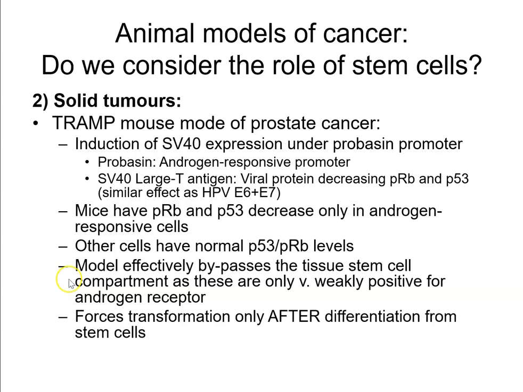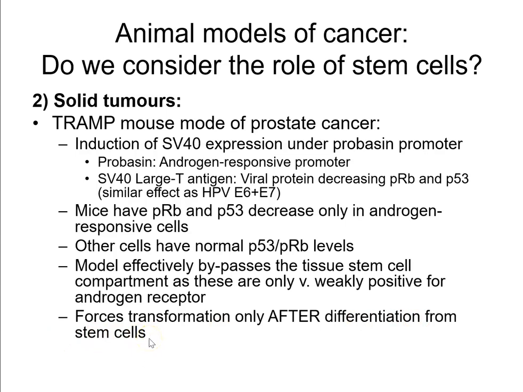Now, the problem with this model is that the prostate tissue stem cells, although they are androgen responsive, are only very, very weakly positive for the androgen receptor. And the concern is here that the prostate stem cells themselves will not decrease pRB and p53, but the differentiated cells that come from those stem cells will. So therefore, there's a possibility that this model will only force transformation into cancer cells after a cell has differentiated from being a tissue stem cell.